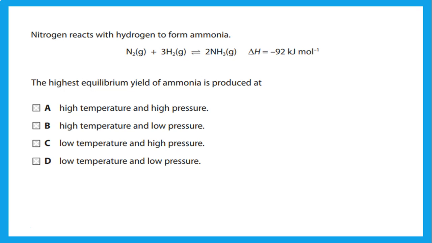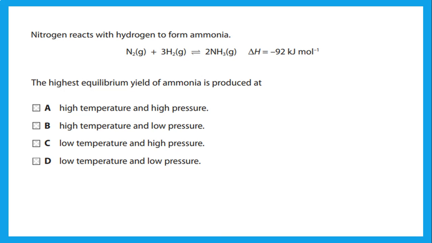We said the forward delta H is negative. That means the forward is exo. If I wanted to go exo, I should lower the temperature, because we said increasing temperature goes endo. So decreasing the temperature goes exo. So for this reaction, I need low temperature. So C or D. And remember, we said, do we need high pressure or low pressure?